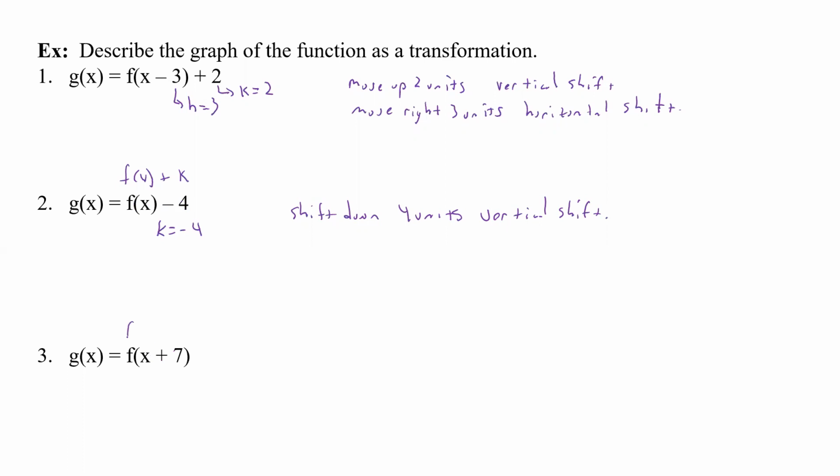Well, remember, it's f of x minus h. We have a +7, so that really is f of x minus a -7. And so here, h is equal to -7. And because of that, it's going to be a horizontal shift left 7 units. Okay, so we'll move all our points to the left 7 units, and it's going to be a horizontal shift, and that's what we would get with this here.